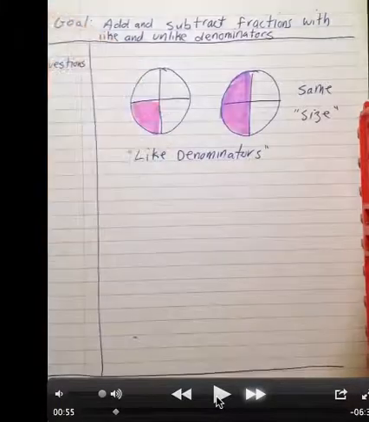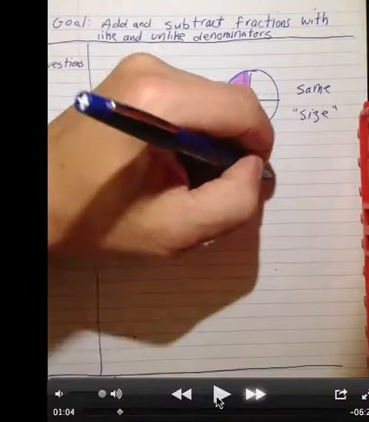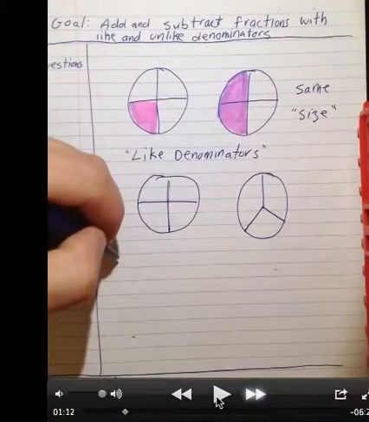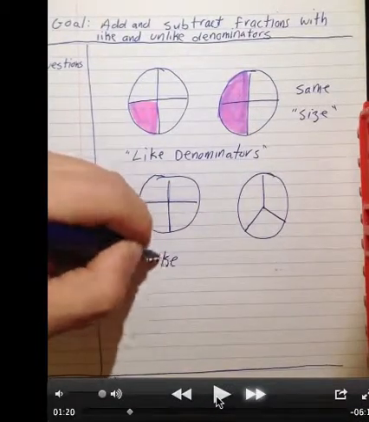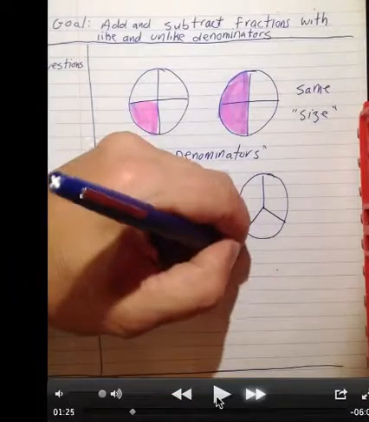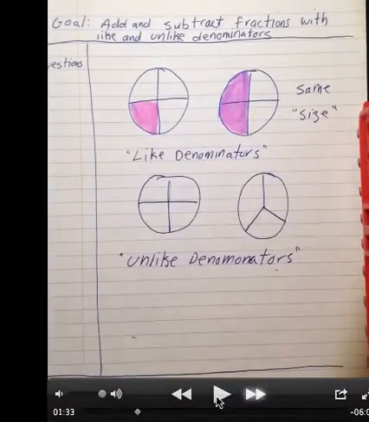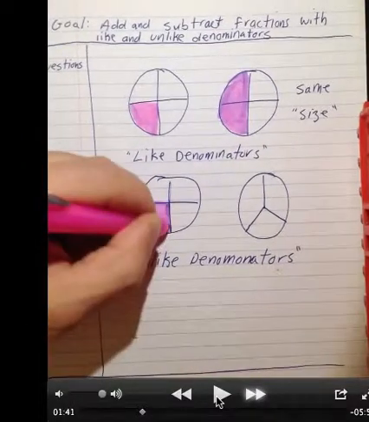And then we'll draw another picture, very similar, circle, split it into 4 parts. Shade in 1/4 of the first one, 1/3 of the second whole, and recognize that those are unlike denominators. They're different sizes. It's a different amount that's shaded in.